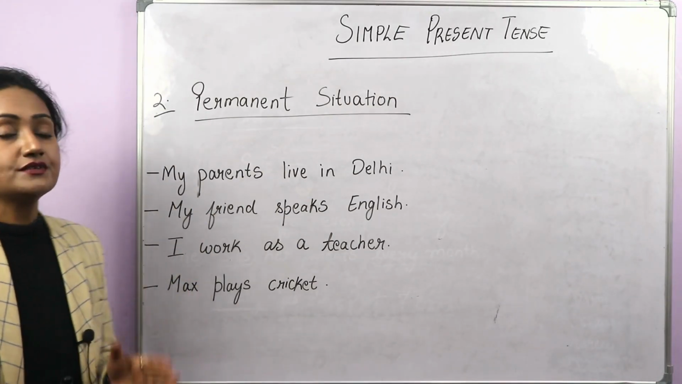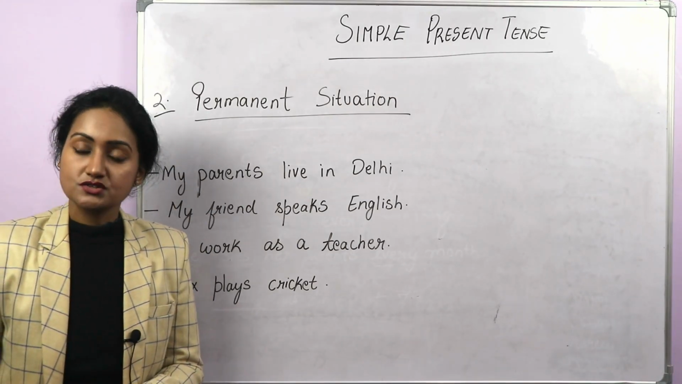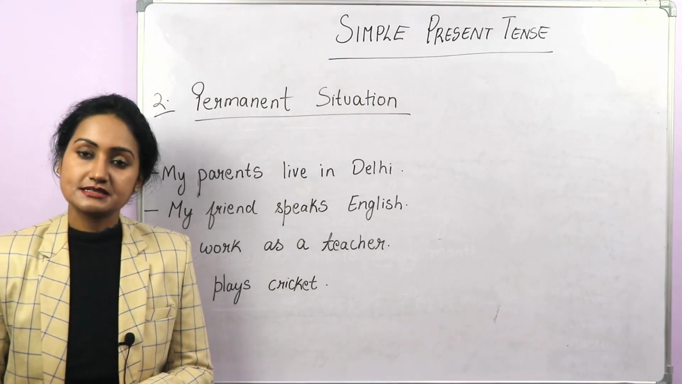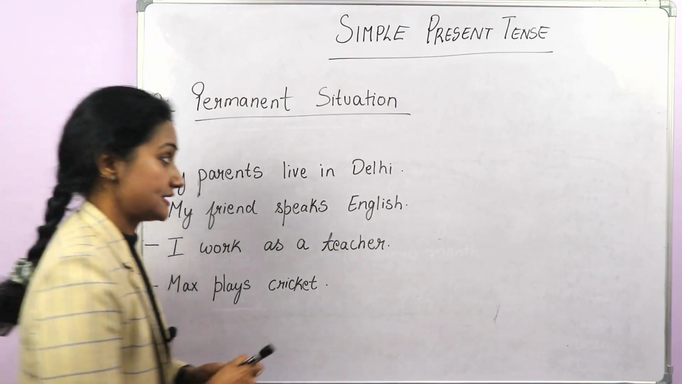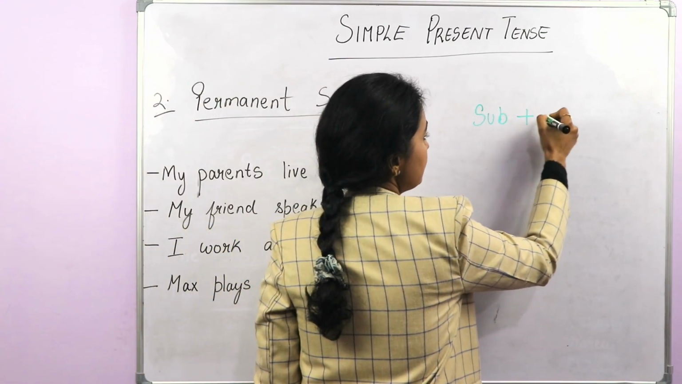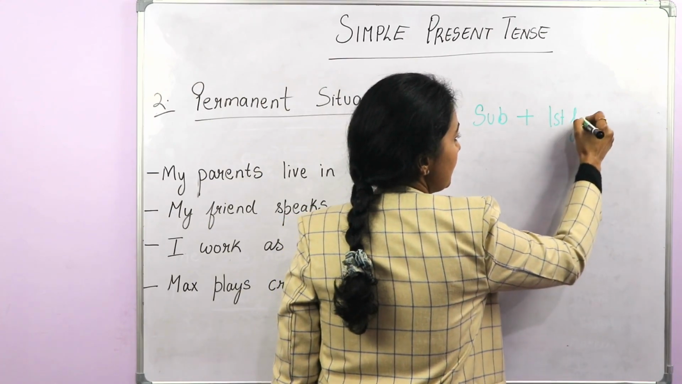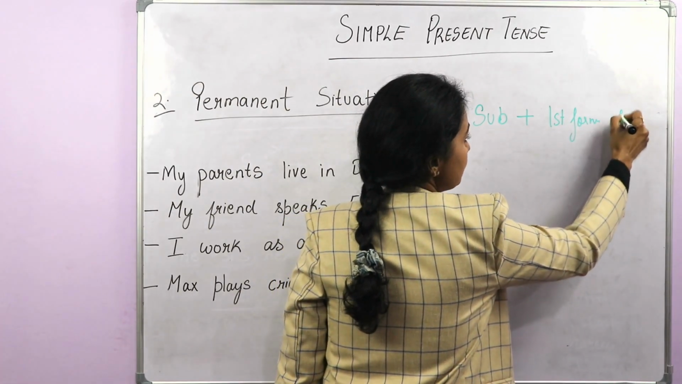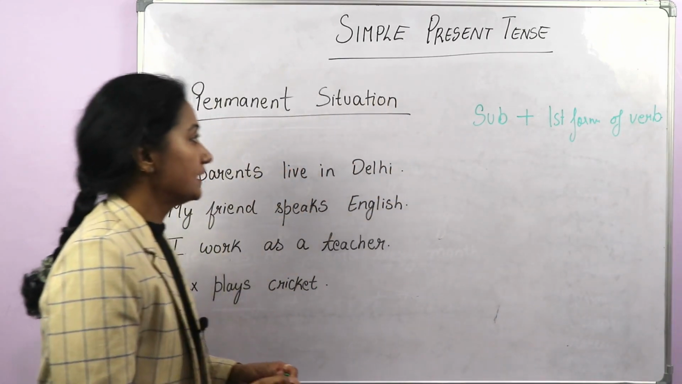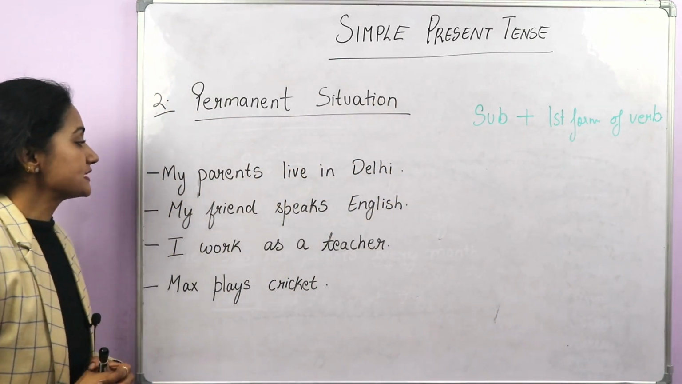Okay, so whenever we are talking about permanent situations, not temporary ones, then we will use simple present tense. The rule will remain the same, which is first subject and then first form of verb. Alright, now let's have some examples.